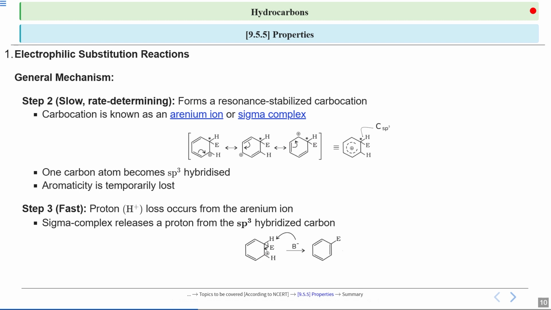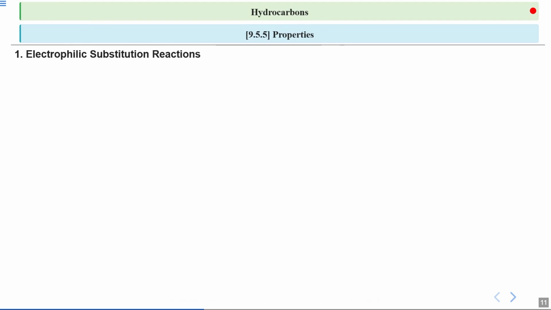What is happening? Your sigma complex is losing its H plus ion and the base, which is B minus, is acting as a proton abstractor and making the compound again an aromatic one. But this time the H is replaced by the E, which is your electrophile. Now we can finally say that the aromaticity of the ring is restored and the compound is overall stable. Remember, the temporary loss and restoration of aromaticity is central to how this reaction works. So this was our general mechanism.